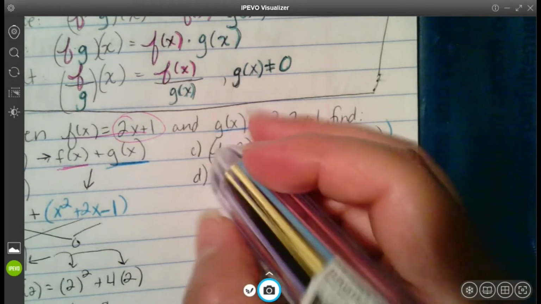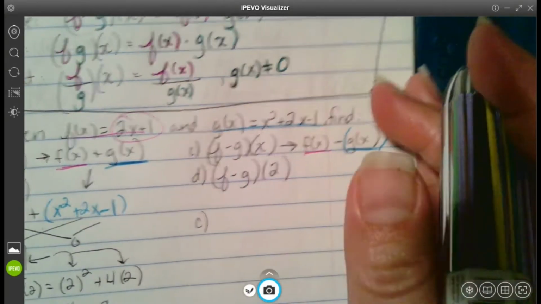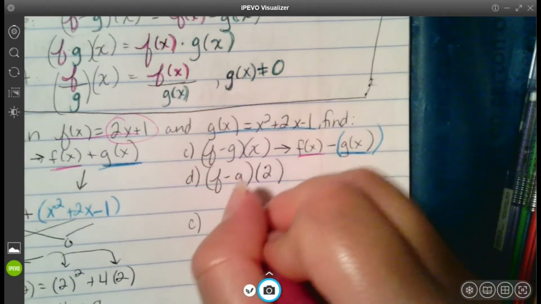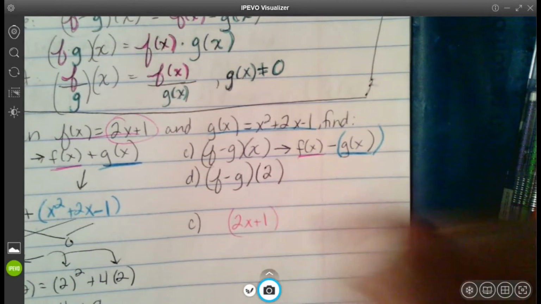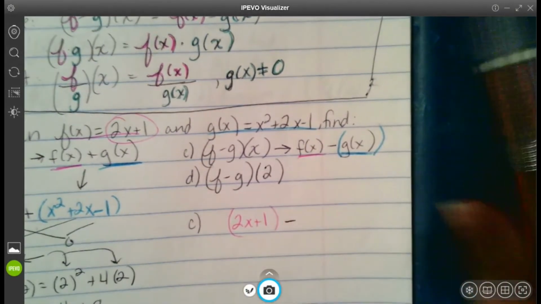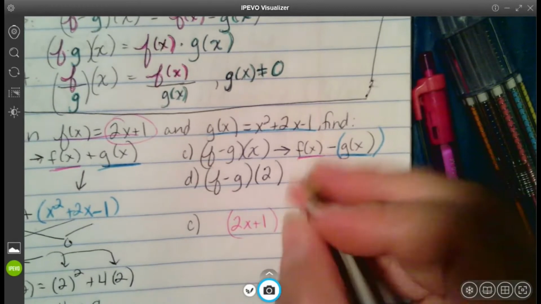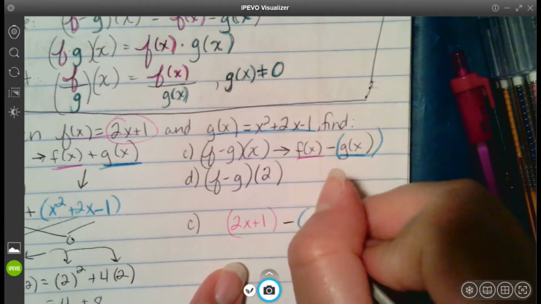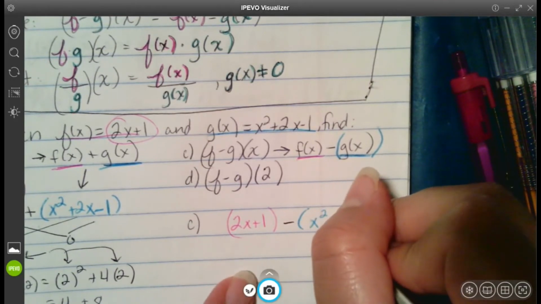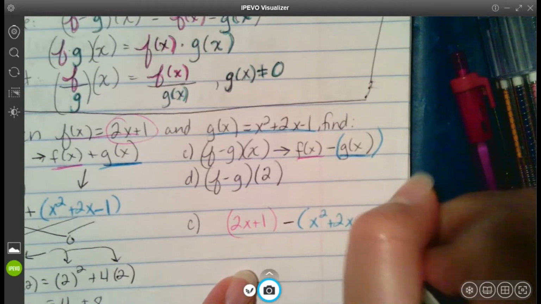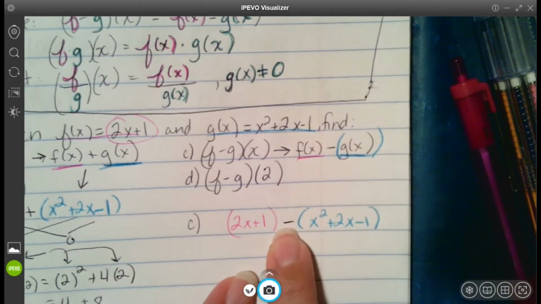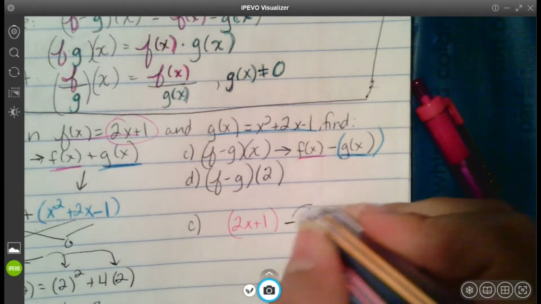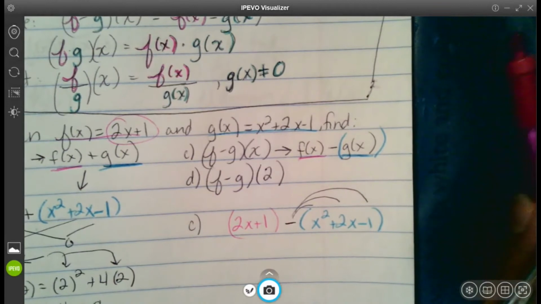So for letter C, I'm sorry, this is letter C, we have our f of x, which happens to be 2x plus 1, minus g of x. And g of x is in parentheses. Notice I did put this one in parentheses also. It's just more of a habit for me. But the one you really want to make sure you don't forget is the second one, because you can see right here that there's already going to be some distributing going on. So we have to distribute that negative to everything inside there.